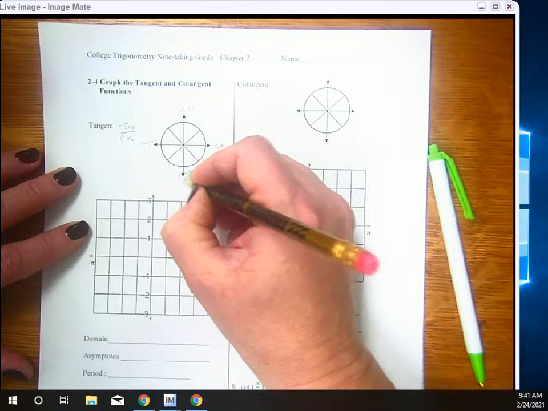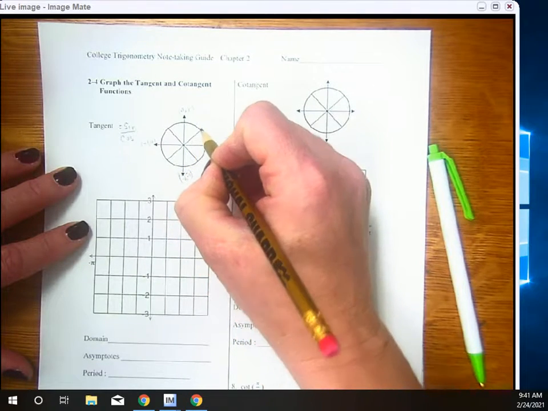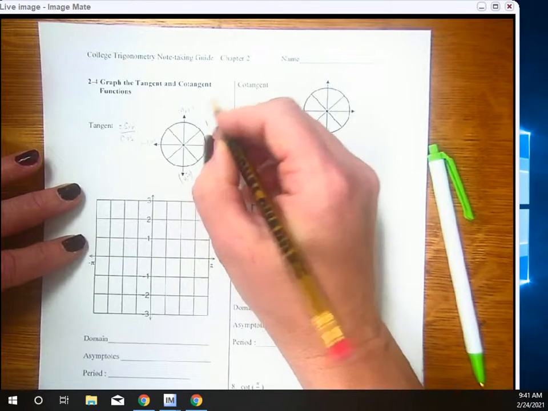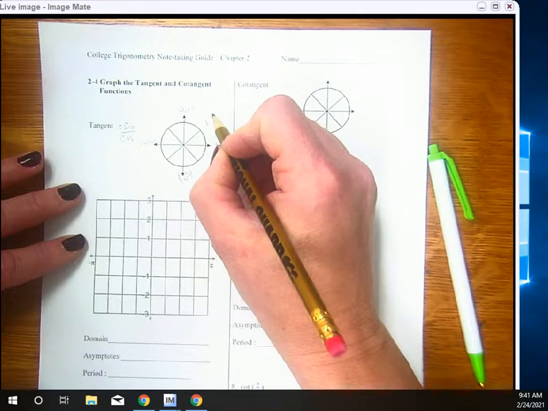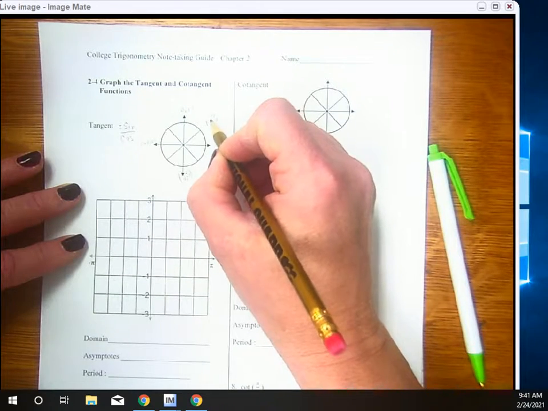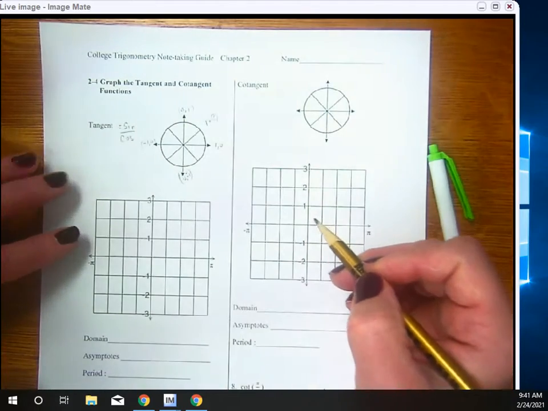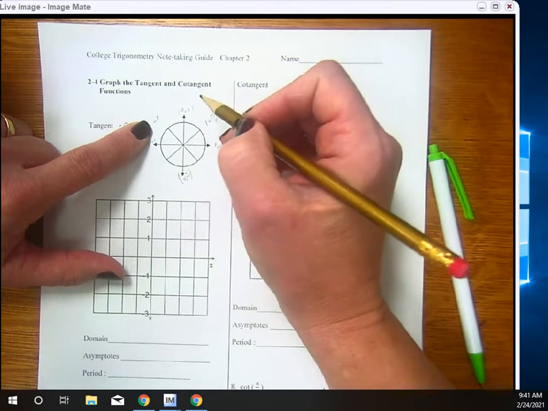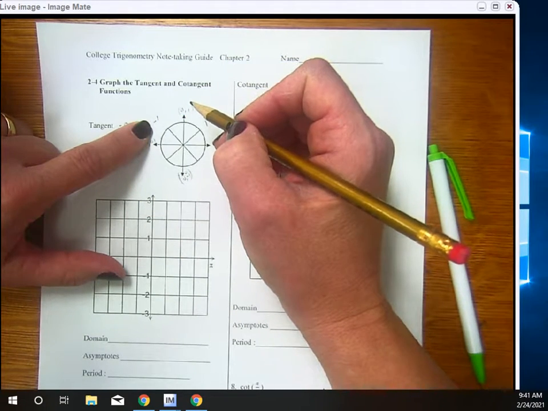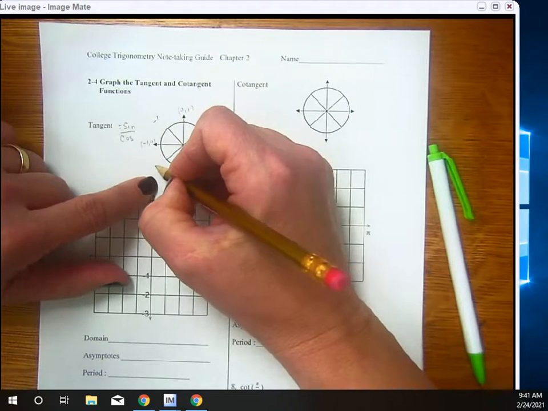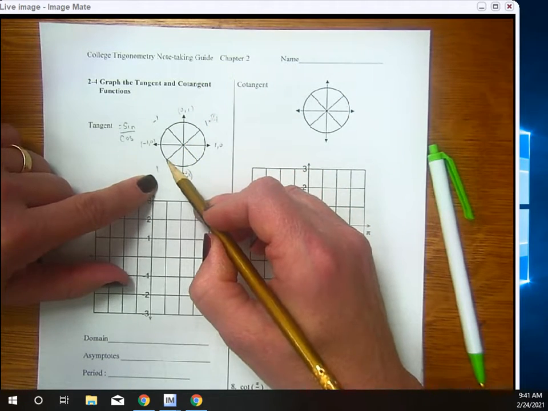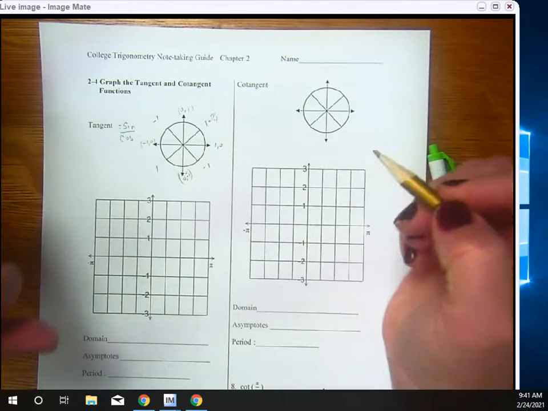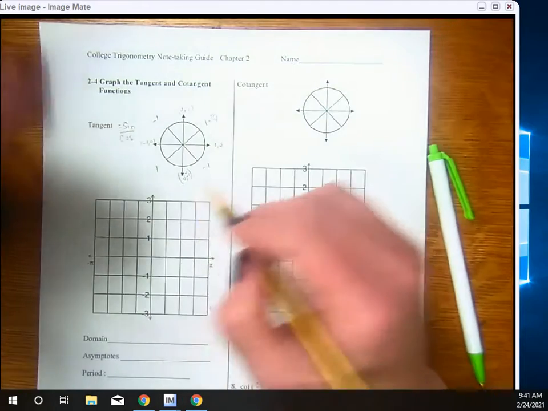Here, let me put it down where you can see it. At 45 degrees, sine and cosine, remember, are the same, so the tangent is 1. So at pi over 4, your tangent is going to be 1. In the second quadrant, the cosine is negative, the sine is positive, so tangent is -1. When we are in the third quadrant, tangent is back to 1, and when we are in the fourth quadrant, cosine is positive, sine is negative, so tangent is -1.